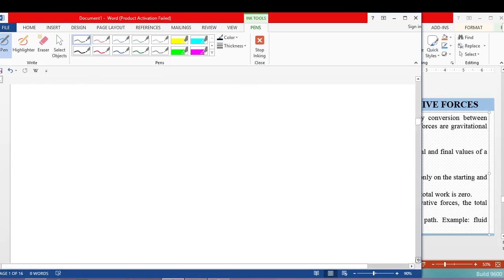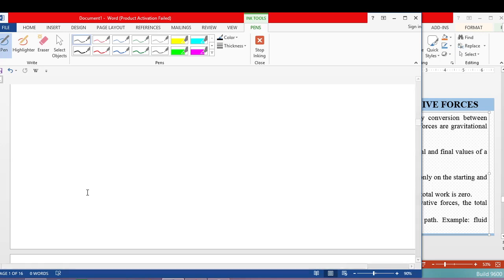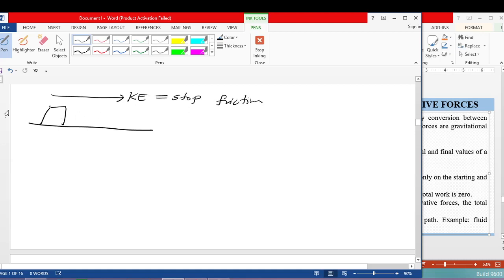Dissipative forces always take energy from your system, right? They keep taking energy from your system until such time that your system stops. For example, if your object moves on a friction surface, of course it has kinetic energy and potential energy. If your object moves with kinetic energy, it will eventually stop due to friction. If there were no friction, the motion would simply continue according to Newton's laws of motion. But it stops because of friction.